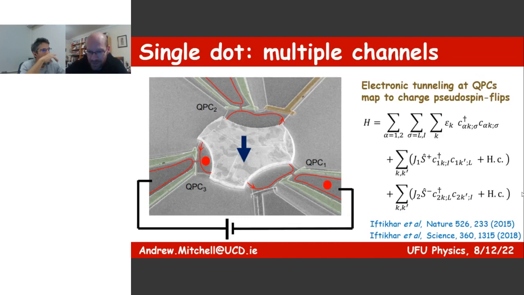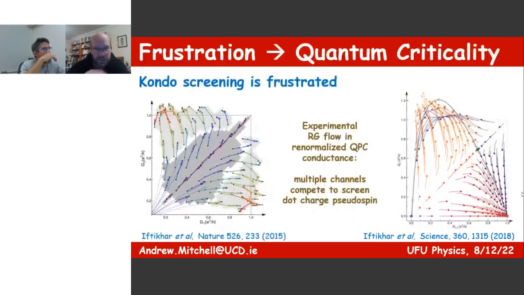And this was studied in these papers that I mentioned at the bottom of the screen there, experimentally. So what's seen in these systems is frustration of Kondo screening, which gives rise to the phenomenon of quantum criticality. So in the first of the experimental papers, this one on the left here, they looked at the situation with a single dot coupled to two leads, and they looked at the renormalized conductance or transmission, if you like, of each of the quantum point contacts, which is plotted on the horizontal and vertical axis there.